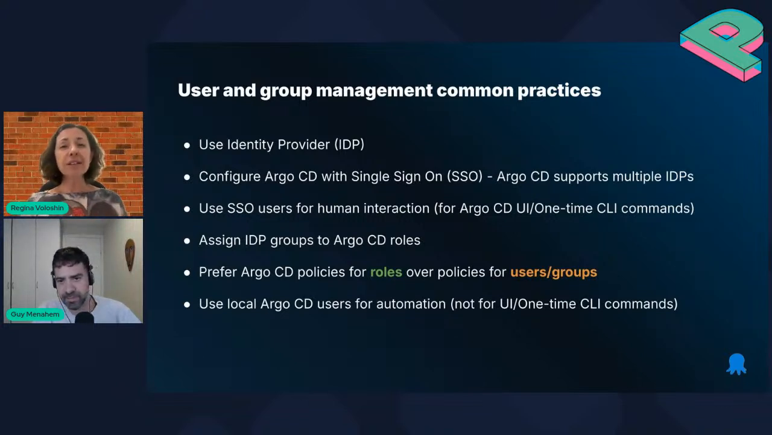It is recommended that you use SSO users for human interaction, which means for the ArgoCD UI or for some one-time CLI commands. You should assign IDP groups to ArgoCD roles. And you should prefer ArgoCD policies for roles over policies for users or groups. And I would recommend to use the local ArgoCD users for automation only, meaning not for the UI and not for one-time CLI commands.